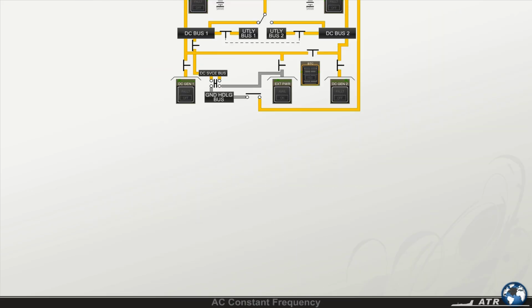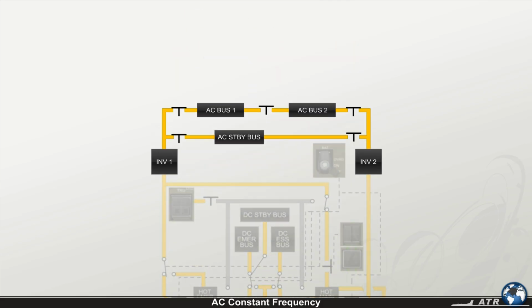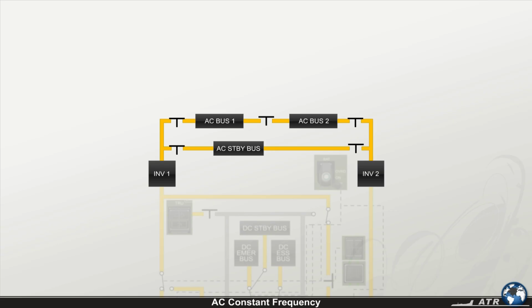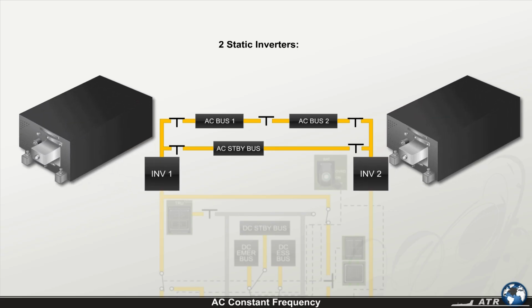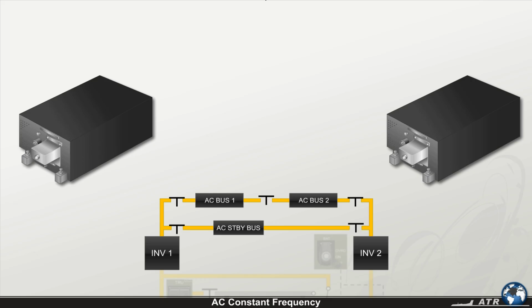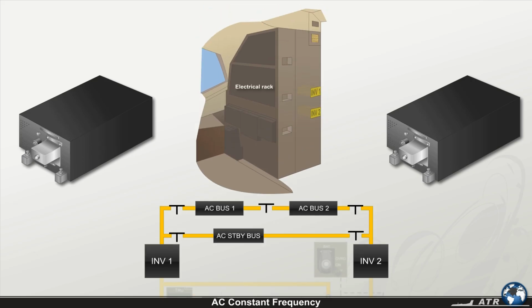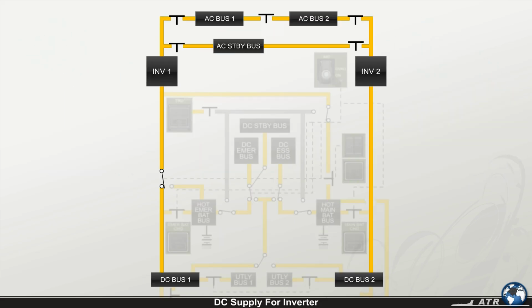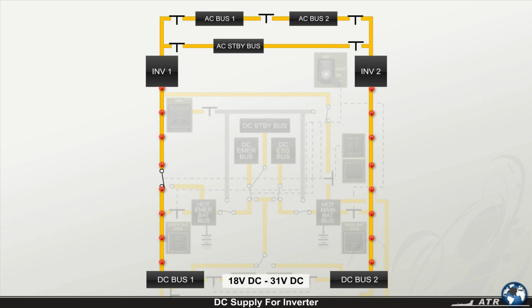In the following lessons, you'll be introduced to the electrical AC constant frequency system. Two static inverters, single-phase type with a nominal power of 500 volt ampere, are the source of the AC constant frequency. They are mounted in the electric rack and cooled by air. For the AC static inverters to operate properly, the main DC buses have to deliver a voltage between 18 volt DC and 31 volt DC.